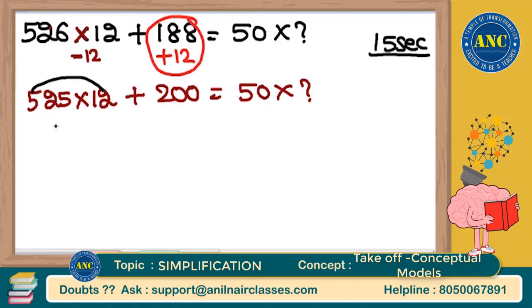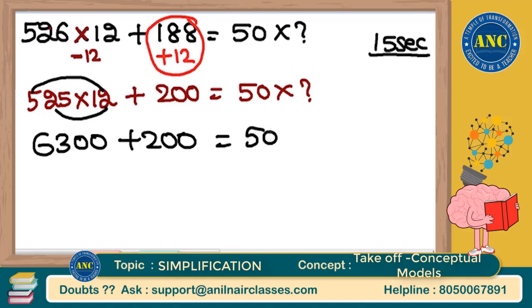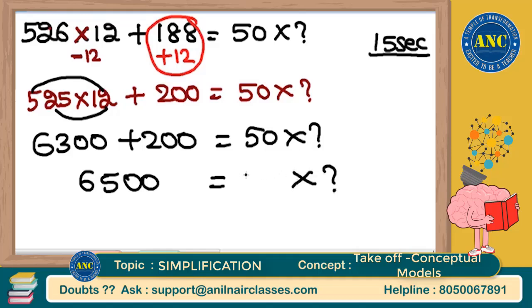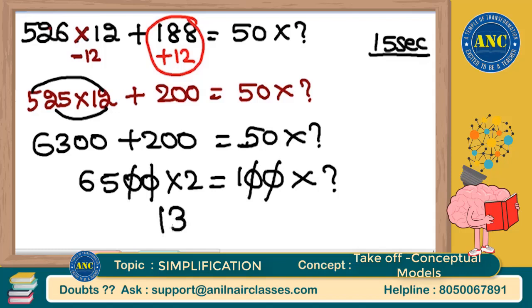500 into 12 is 6000, 25 into 12 is 300, this entire thing is 6300 plus 200 is equal to 50 into question mark. This is 6500 is equal to 50 into question mark. I don't like to work with 6500 or 50. I want this 50 to become 100. Multiply by 2. This will cancel. 65 into 2 is 130. I hope the idea is very clear for you.